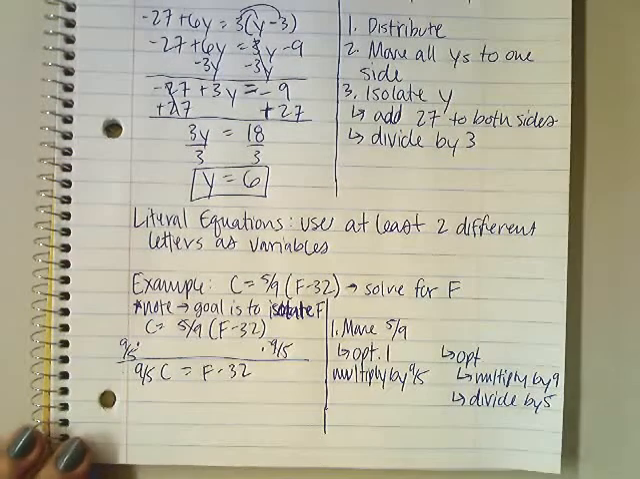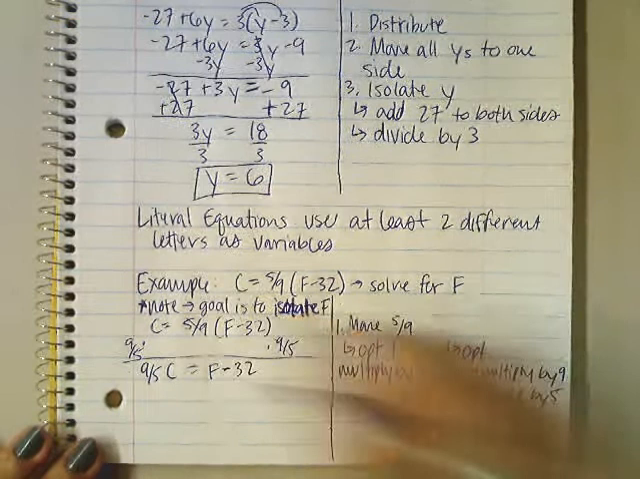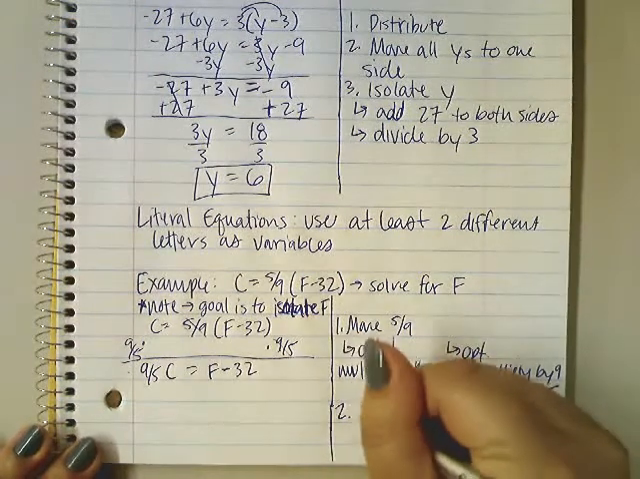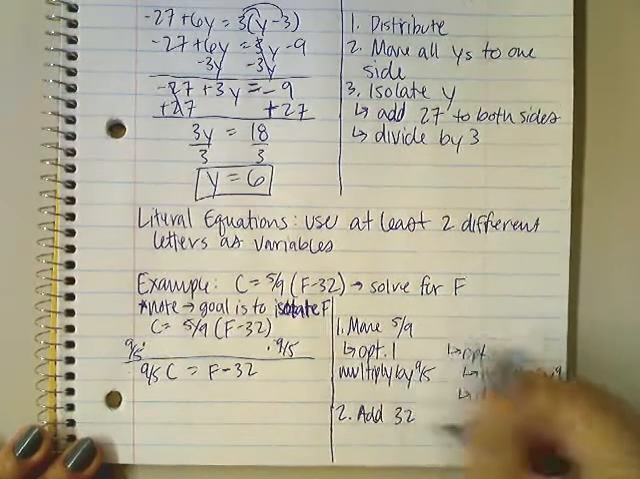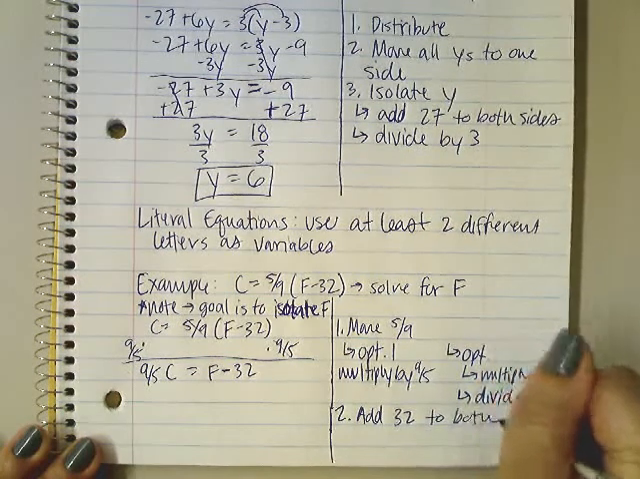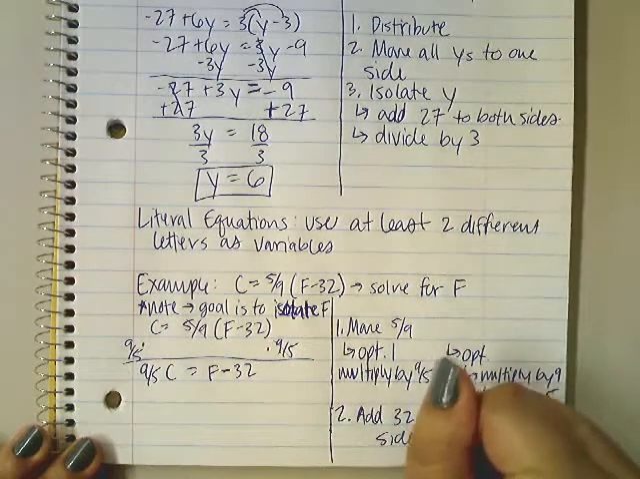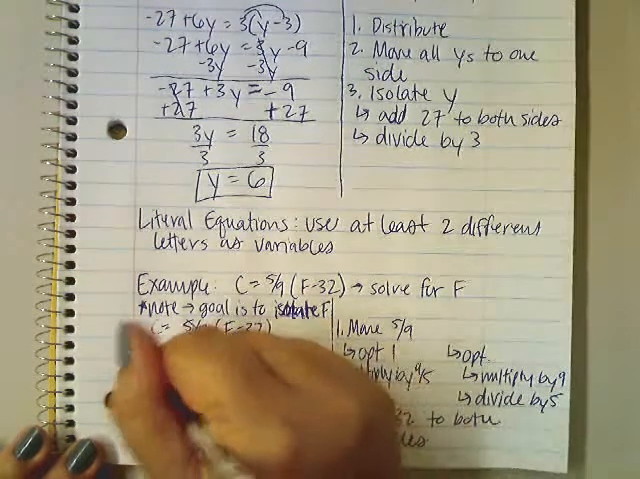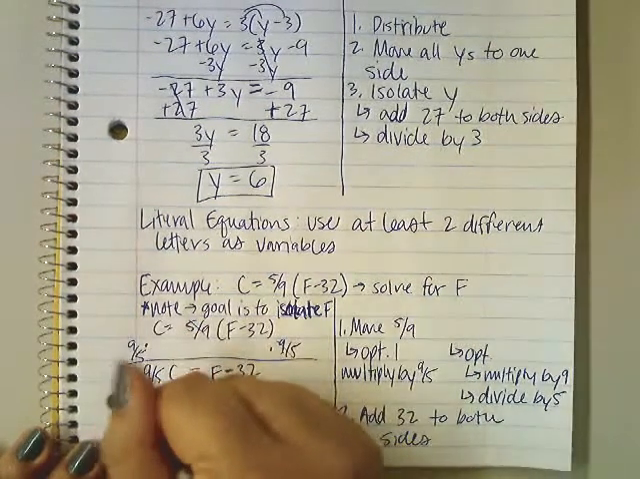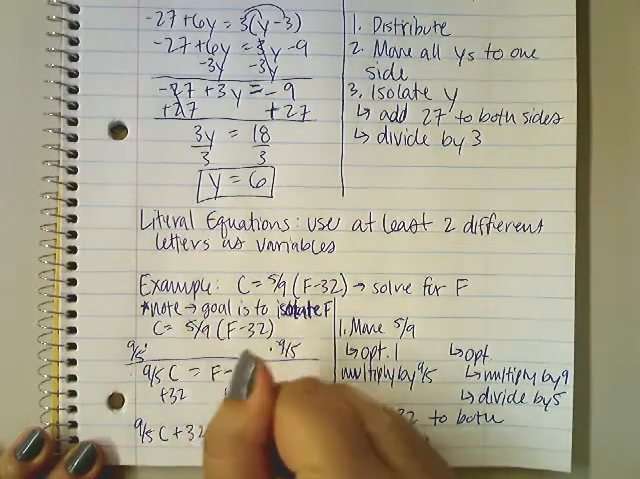So the next thing we're going to do, last thing to get the f by itself, add 32 to both sides. So I have 9 over 5c plus 32 equals f.